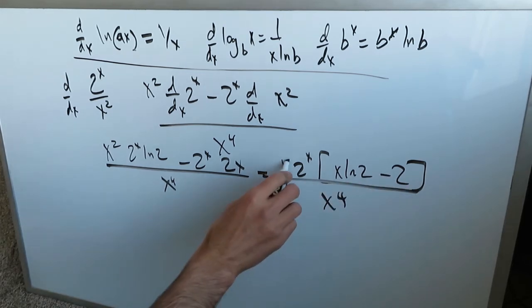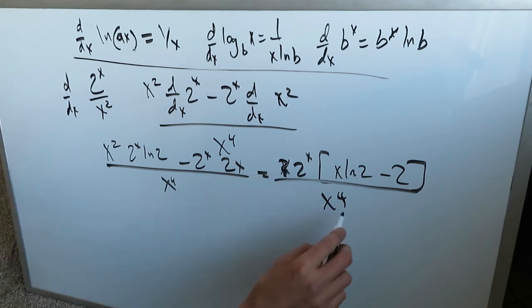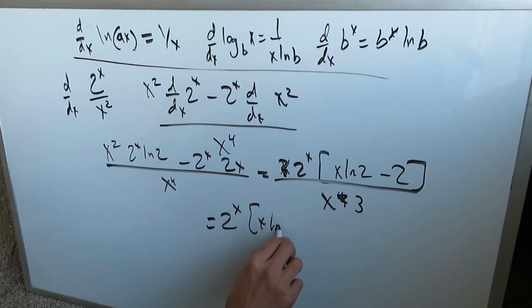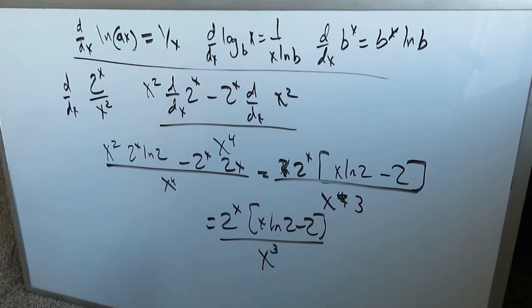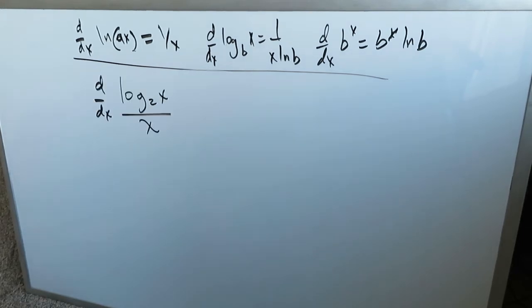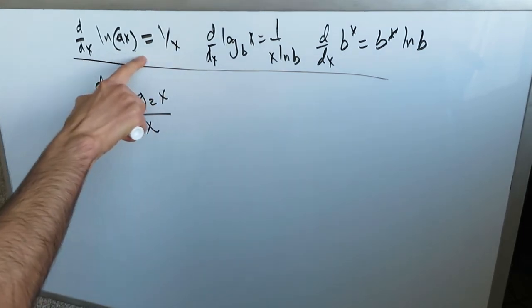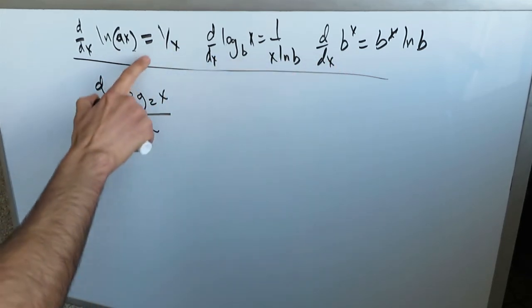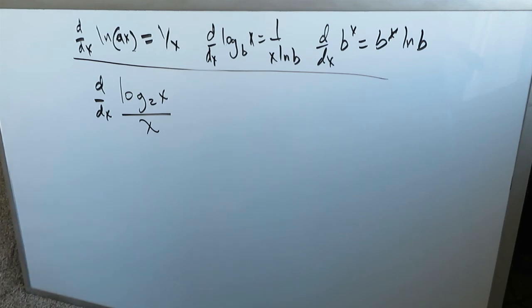You can cancel out this x right here and you can convert this into a 3. So you end up with a final answer, 2 to the power of x times x ln 2 minus 2 divided by x cubed, and you are done. Interestingly enough, these right here, the natural log derivatives, are more commonly seen than these ones. They're just not very common at all. But this is much more common, and you'll see it more frequently.